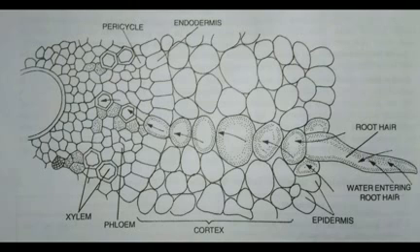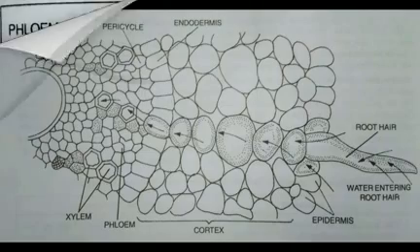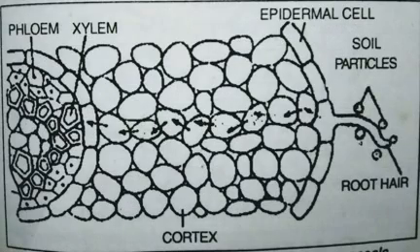Now, absorption of minerals. Absorption of minerals occurs as ions rather than as salts, against the concentration gradient by using energy, and this process is called active transport. Energy used is derived from the process of respiration.